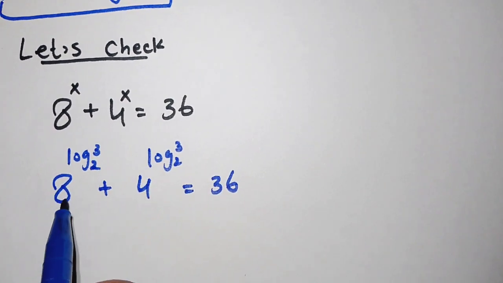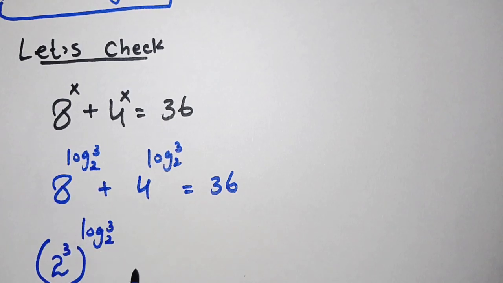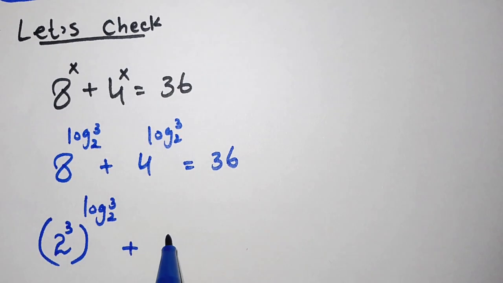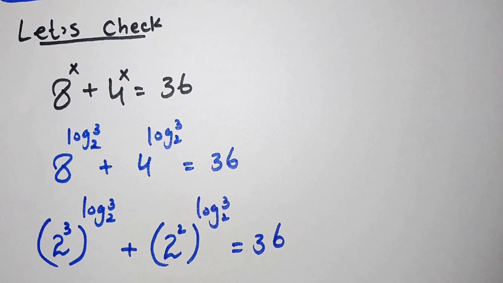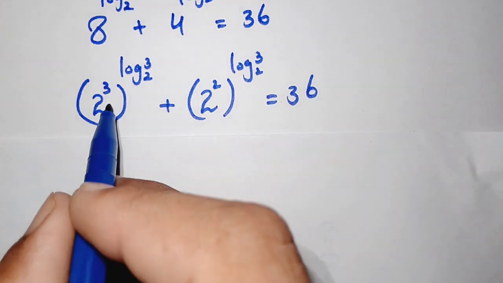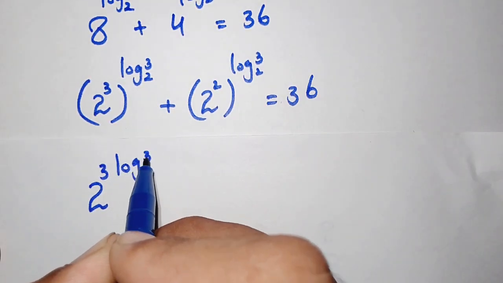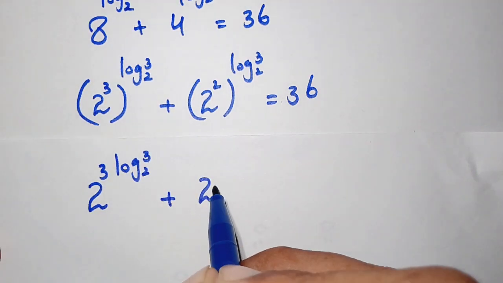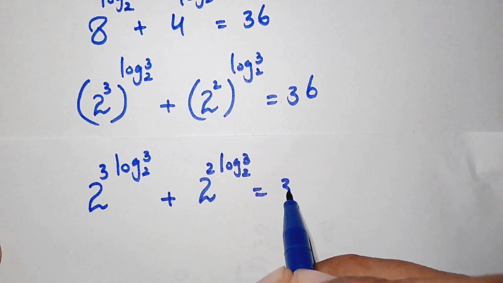Now in the next step, here this 8 is equal to 2 to the power of 3. So this will become 2 to the power of 3 to the whole power of log of 3 of base 2 plus here 4 is equal to 2 square. So 2 square to the whole power of log of 3 of base 2 is equal to 36. Here this is also in the form of 2 to the power of 3 times log of 3 of base 2 plus 2 to the power of 2 times log of 3 of base 2, which is equal to 36.